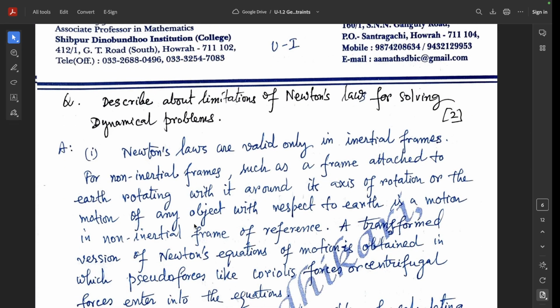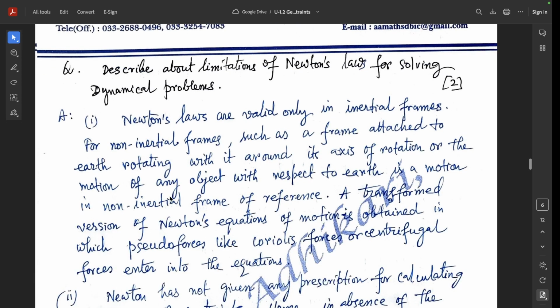Next, describe the limitations of Newton's laws for solving dynamical problems. This is classical mechanics, Newton's laws. Newton's laws are valid only in inertial frames. For non-inertial frames, such as a frame attached to Earth rotating with it around its axis of rotation, the motion of any object with respect to Earth is a motion in a non-inertial frame of reference.